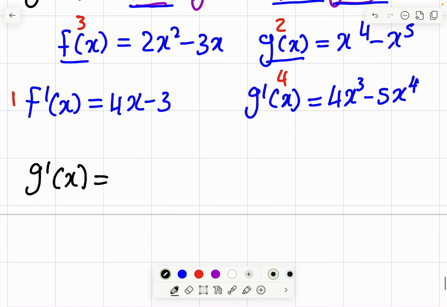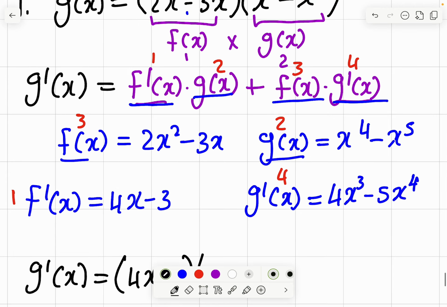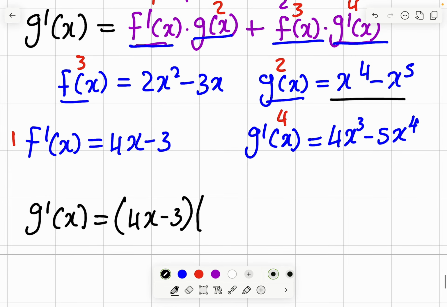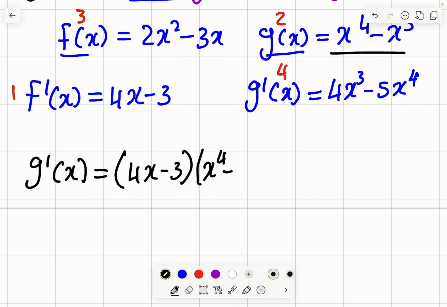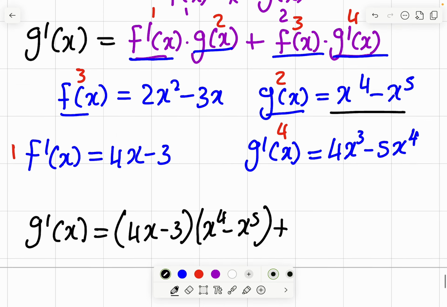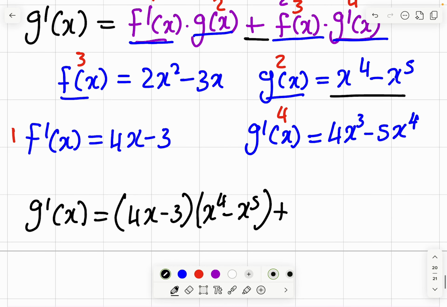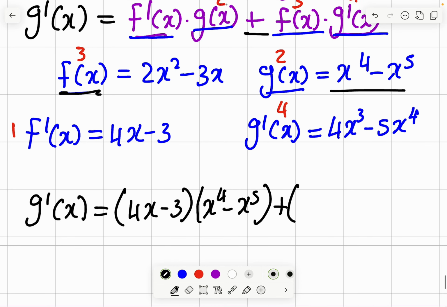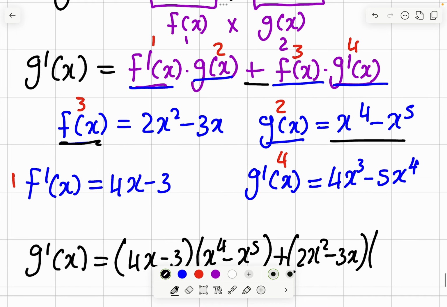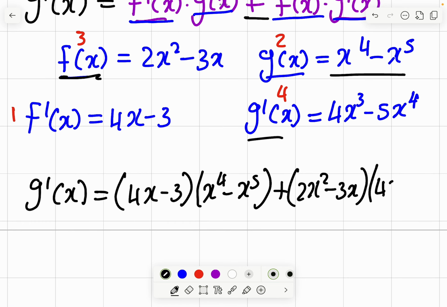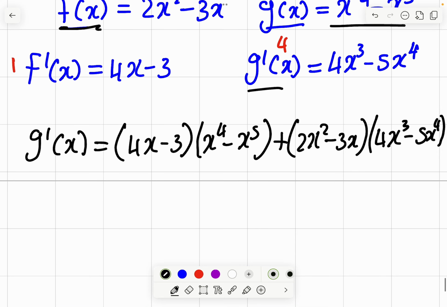You start with f prime of x, which is 4x minus 3. Then the second one is number 2, which is g of x. Here it is. You are going to have x to the 4 minus x to the 5. Then you say plus. The formula says plus here. Therefore, you substitute the third function, f of x, which is 2x squared minus 3x. Then you substitute your last function, number 4, g prime of x. You remain with 4x cubed minus 5x to the 4. Therefore, that is the derivative of that thing. You see, it's very much simple.